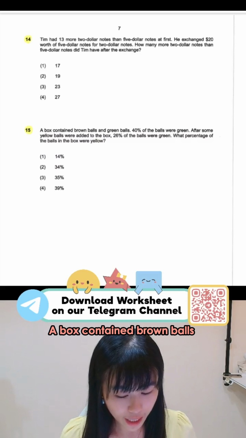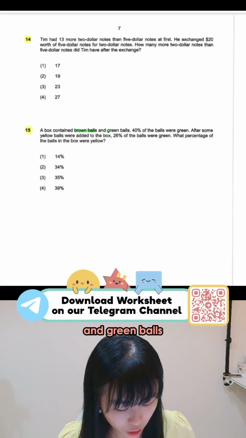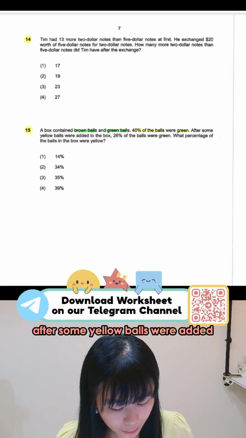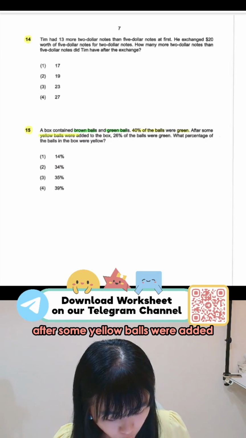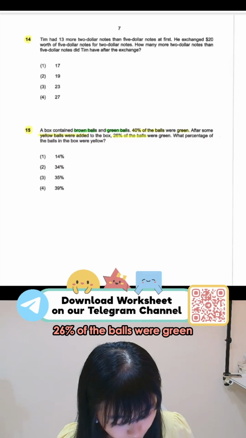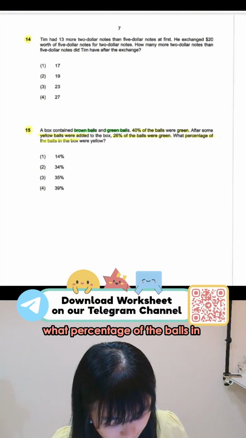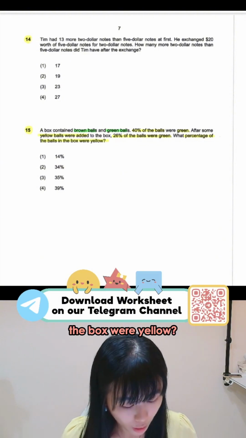A box contains brown balls and green balls. 40% of the balls were green. After some yellow balls were added, 26% of the balls were green. What percentage of the balls in the box were yellow?